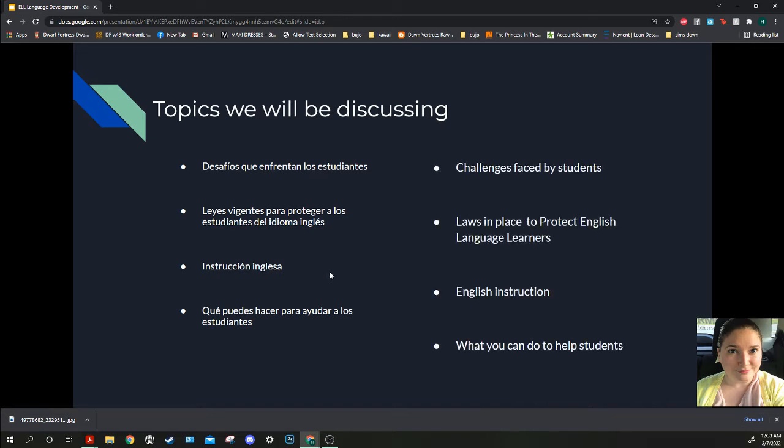This presentation will go over laws in place to protect ELL language learners, challenges faced by students, the FSA, English instruction, and what you can do to help students.